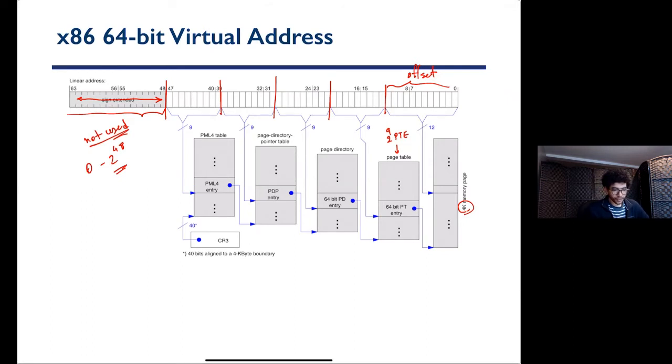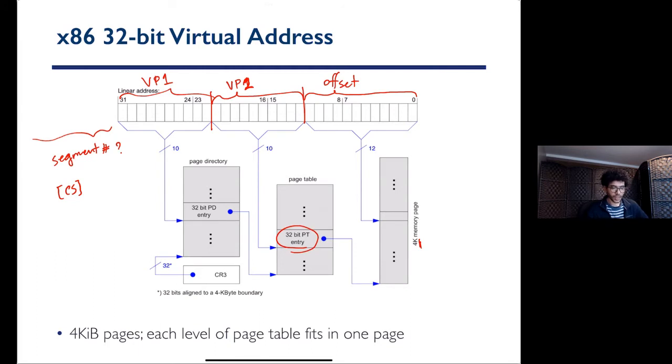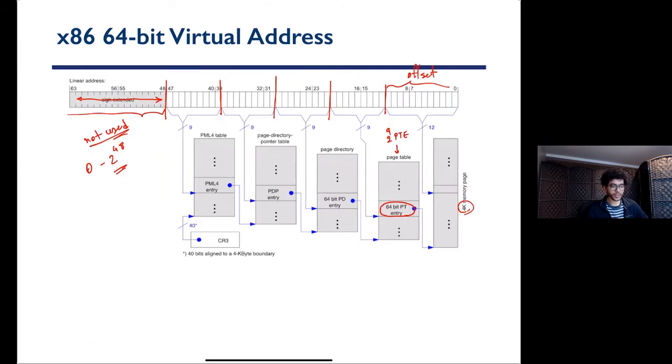Now, one thing I have to note is that the size of each page table entry in a 64-bit system is 64 bits. Compare that to this one, where each entry was 32 bits. Now in a 64-bit system, each entry is a 64-bit page table entry. We'll look at what goes into a page table entry in a bit, but each one of them has 64 bits.